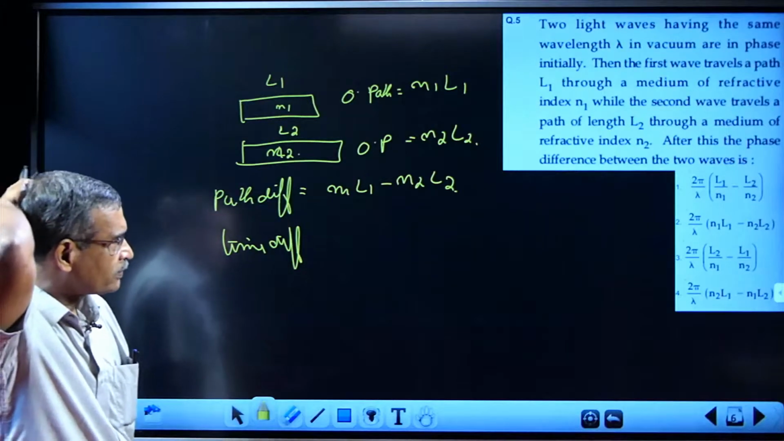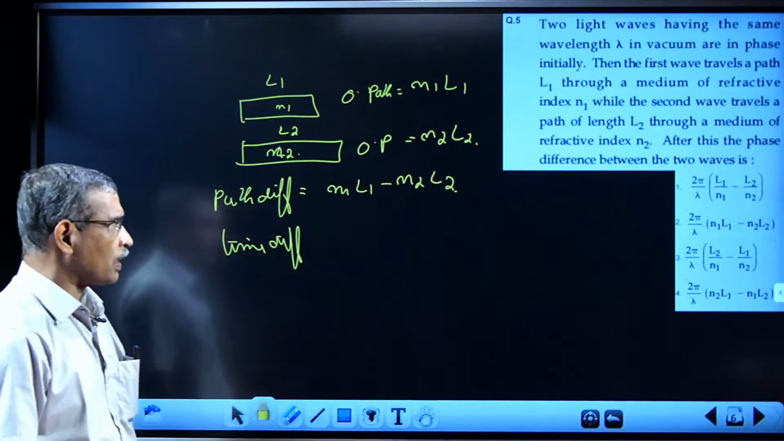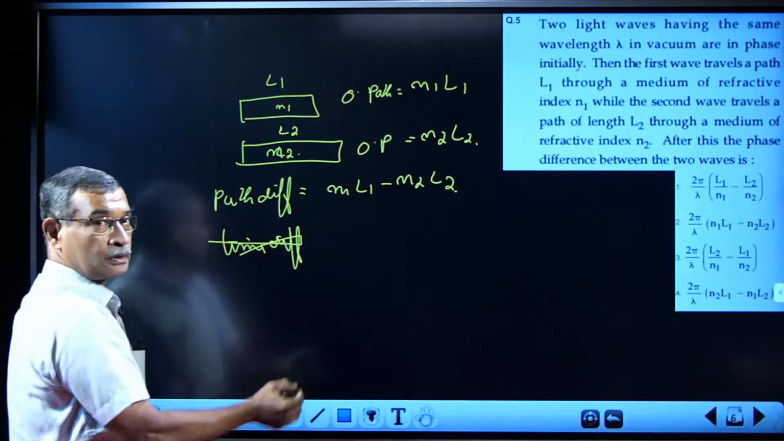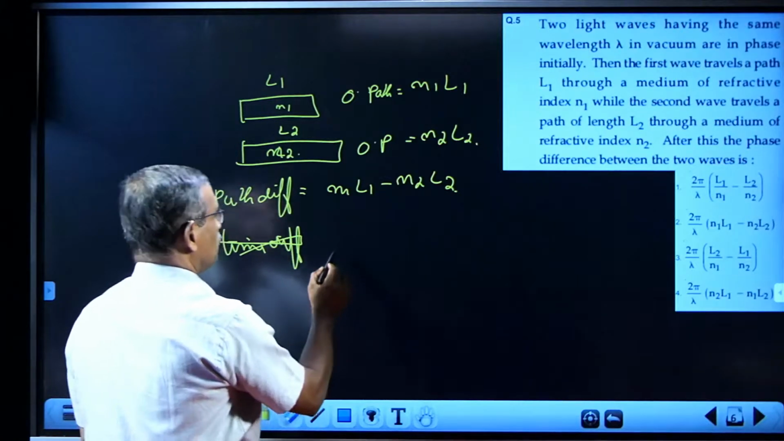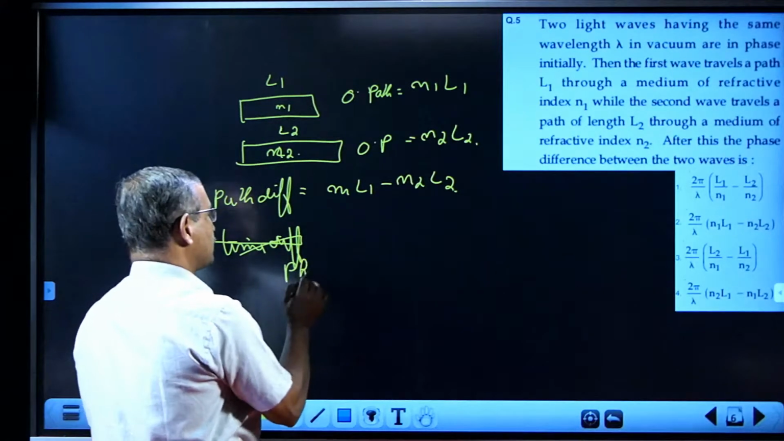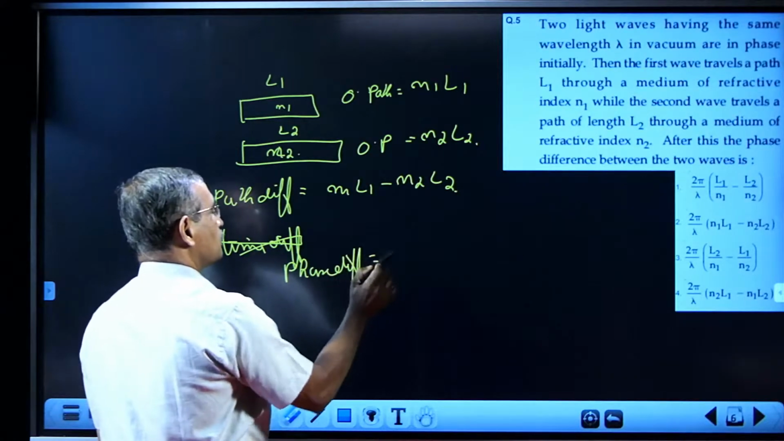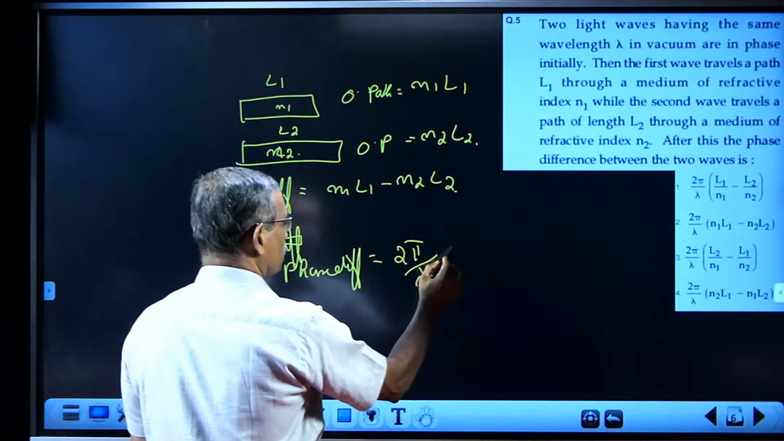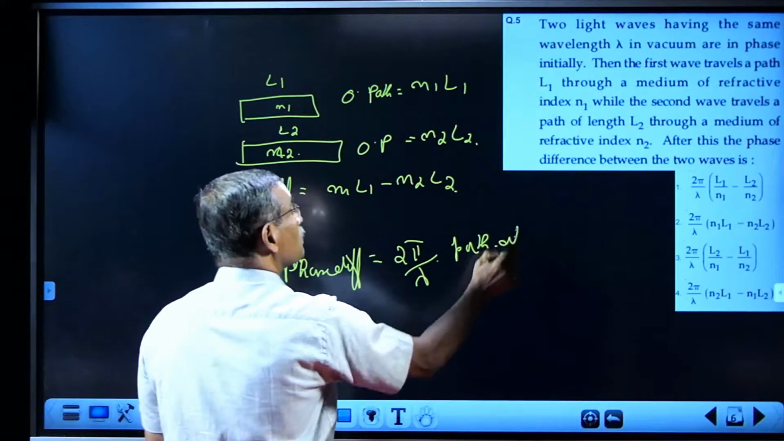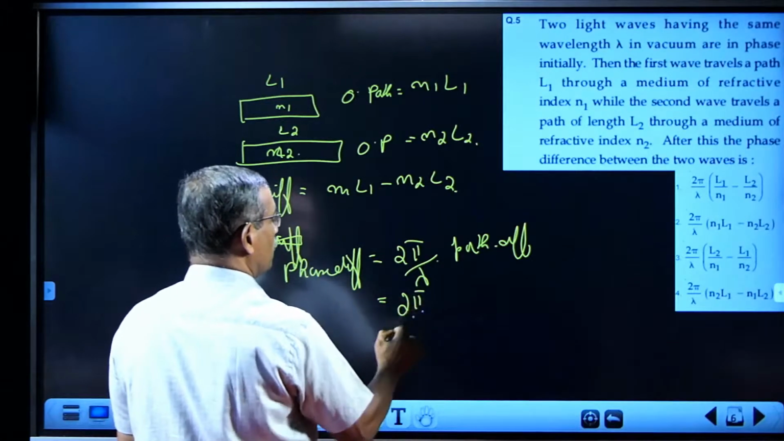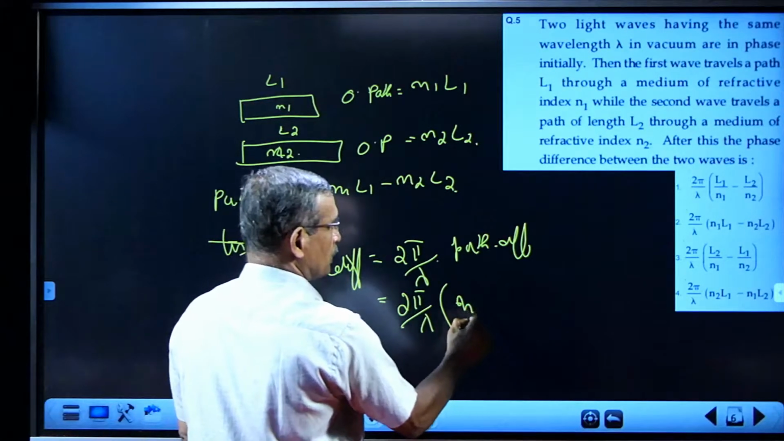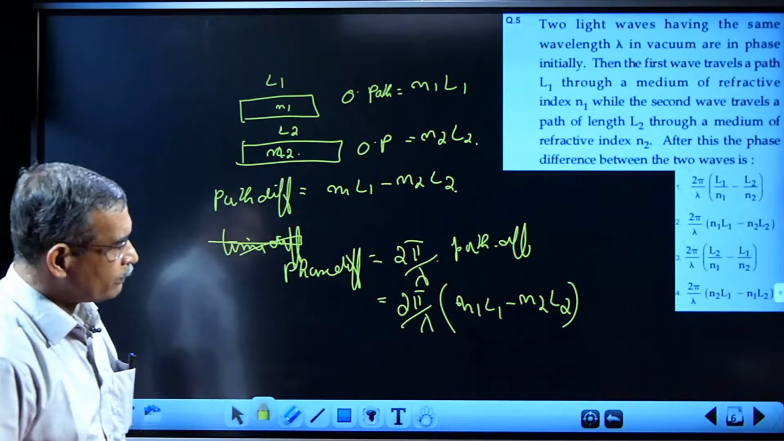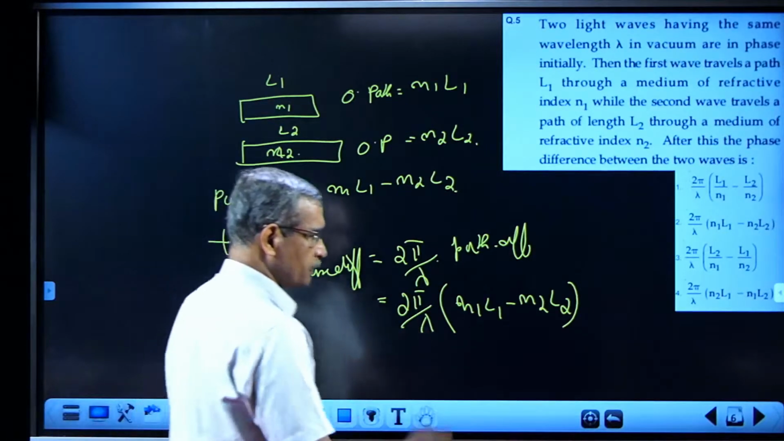Then the question is the phase difference. The path difference is given, but how do you calculate the phase difference? There is no need of going to the time difference. You have the path difference, and the phase difference is given by the formula 2 pi by lambda into the path difference. So it is 2 pi by lambda into (n1 L1 minus n2 L2). The option is 2 there.